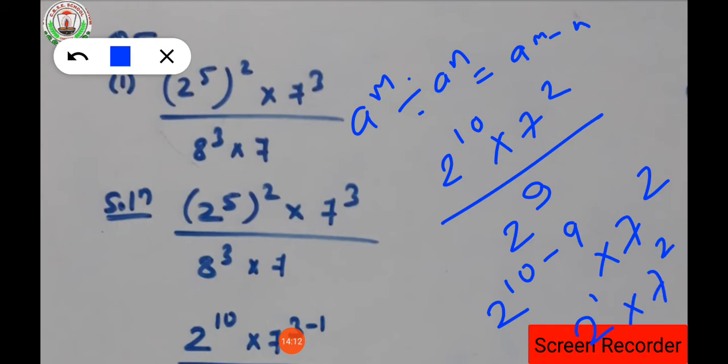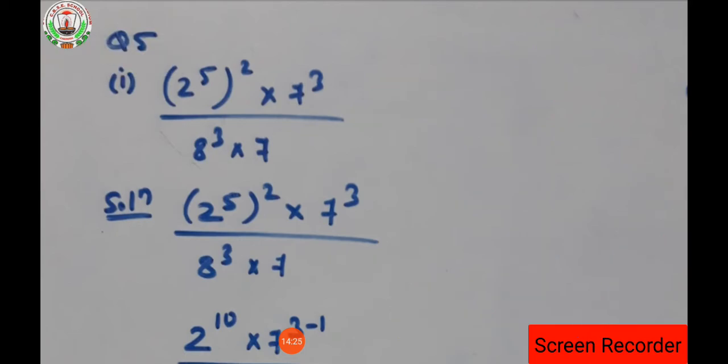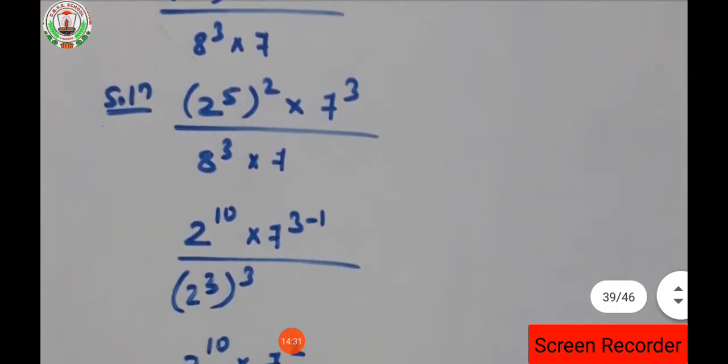Okay. So 7 into 7 is 49. 49 into 2 is how much? 9 twos are 18, carry 1, 4, 8, 9. 98 is the required answer for question 5, first part. So have you understood the solution? How to do it? You have to use the laws of exponents for solving this.